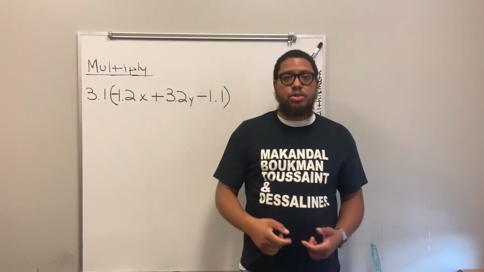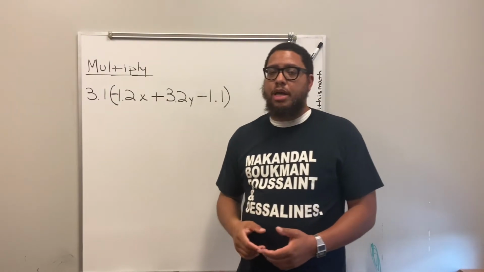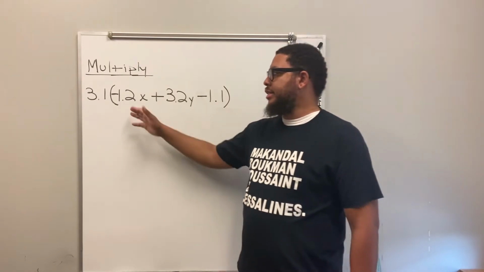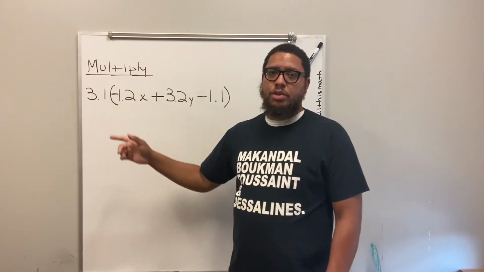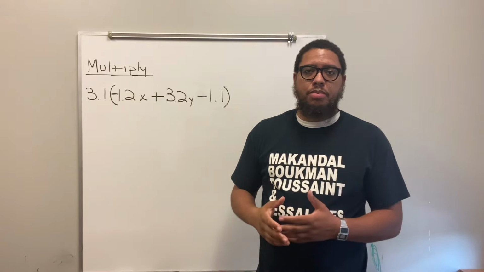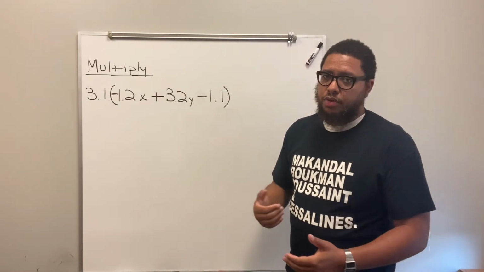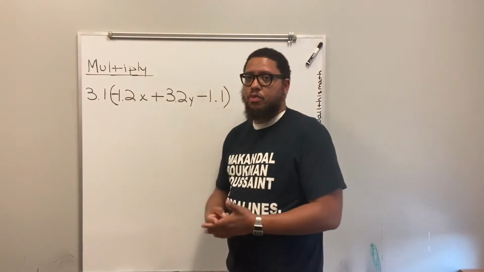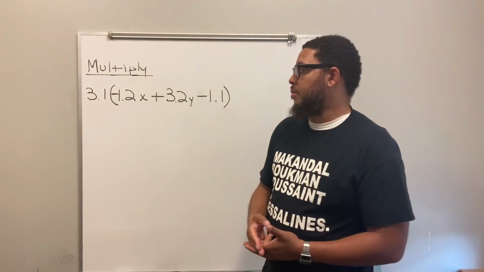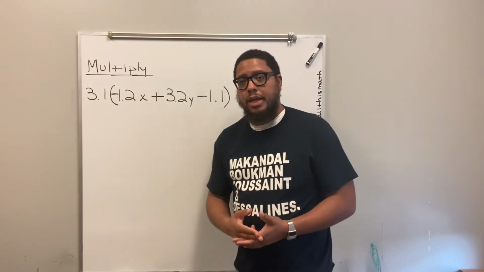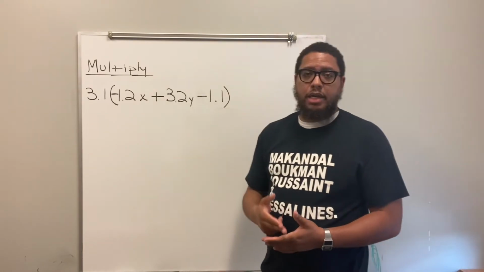So what you're gonna do is you're gonna multiply 3.1 by not just the first term right here, this negative 1.2x, but you're actually gonna multiply 3.1 by every single term inside the parentheses. So the 3.1 is gonna get multiplied by negative 1.2x. It's also gonna get multiplied by 3.2y. And then it's also gonna get multiplied by negative 1.1.